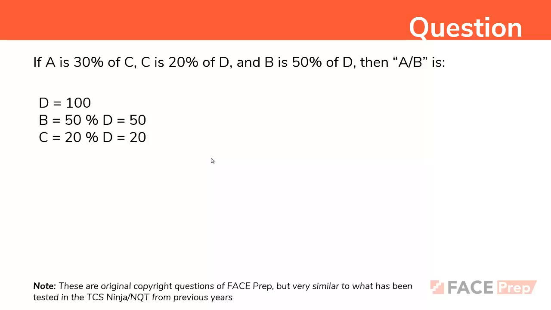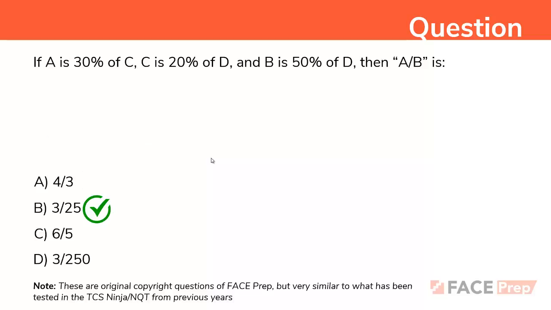So I am saying that let's assume D is equal to 100. So B will be what? 50. C is what? 20. So A will be what? 30% of C, which is nothing but 6. So if you calculate A by B, you will get 6 by 50. If you simplify it further, you will get 3 by 25. Hence it is our answer.